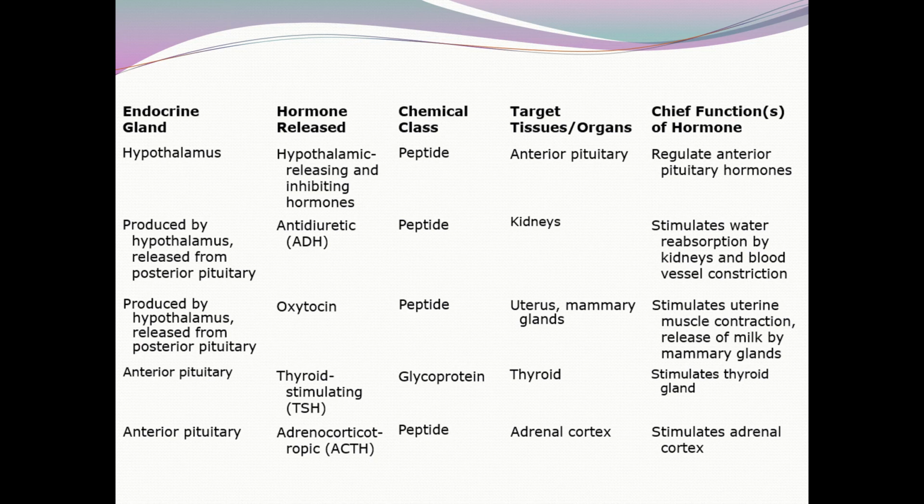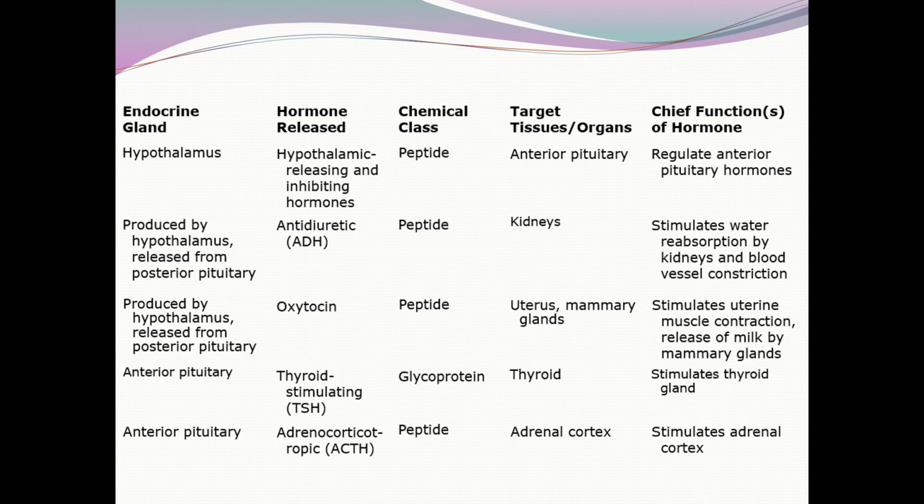This table is a review of the endocrine glands and the hormones released and their functions. So let's take a look. So the hypothalamus, the hormone released is the hypothalamic releasing and inhibiting hormones. It regulates the anterior pituitary hormones. Hormones that are produced by the hypothalamus but released from the posterior pituitary include the antidiuretic hormone, or ADH, and oxytocin.